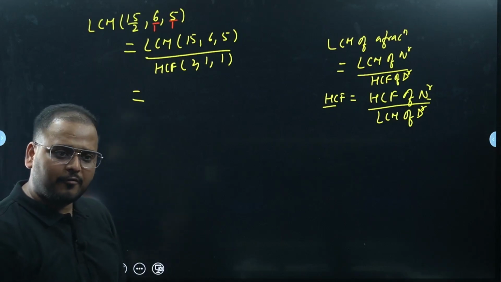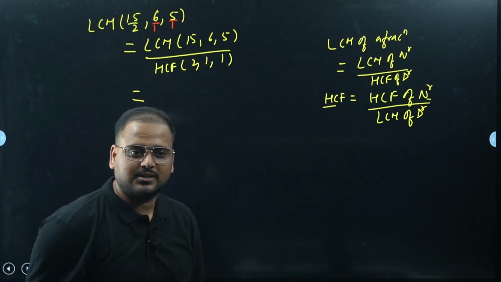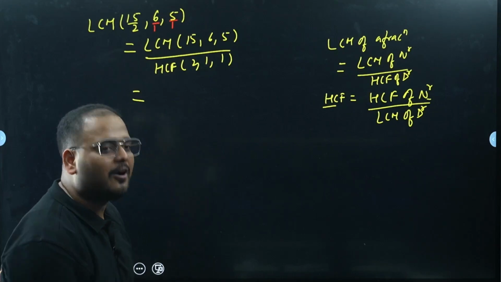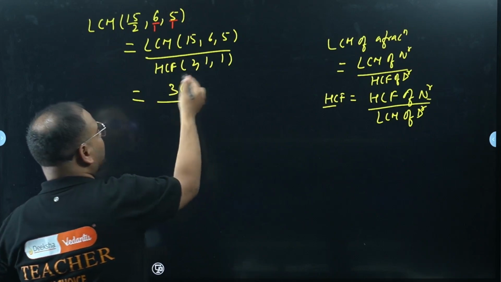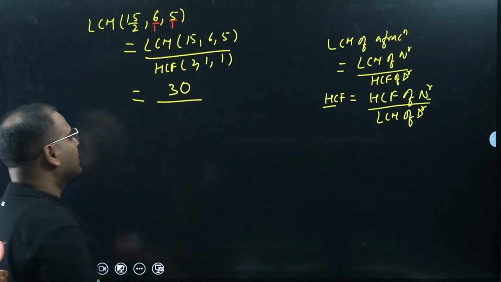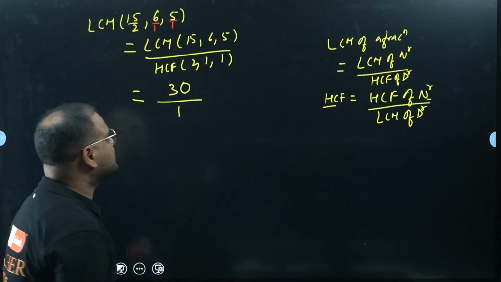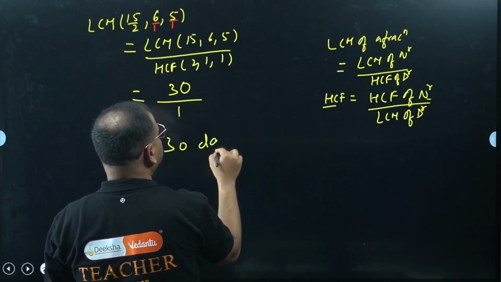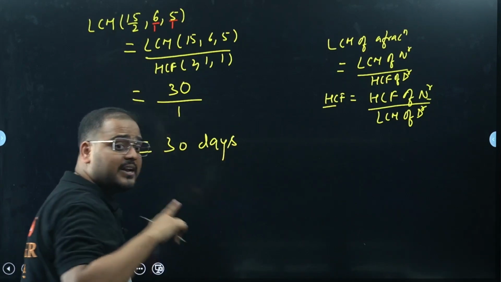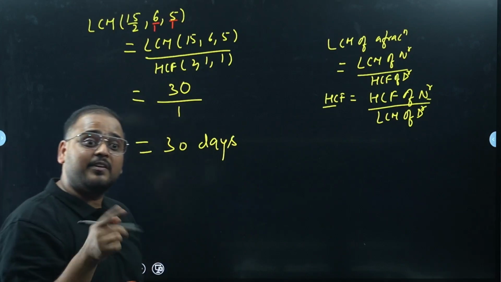So 30 is the common multiple. Is it first? Of course. 15 will not come in the table of 6. So 30 is the first common multiple of 15, 6 and 5, so the LCM of this is 30. What about HCF of 2, 1, 1? 1. What is the answer? The answer is 30 days. So after 30 days, they will meet again.